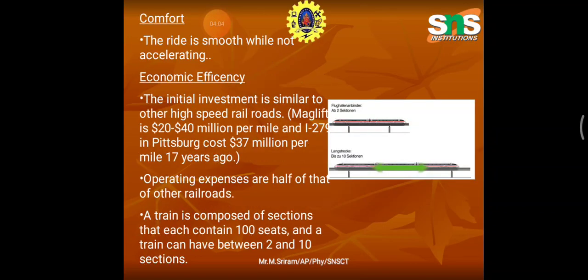Comfort: the ride is smooth while not accelerating. Economic efficiency: the initial investment is similar to other high-speed railroads, but operating expenses are half of those of other railroads. A train is composed of sections that each contain 100 seats, and a train can be between 2 and 10 sections.